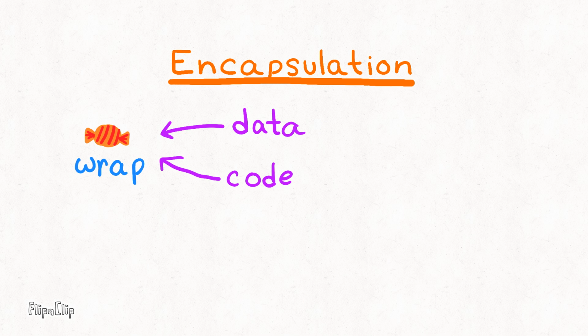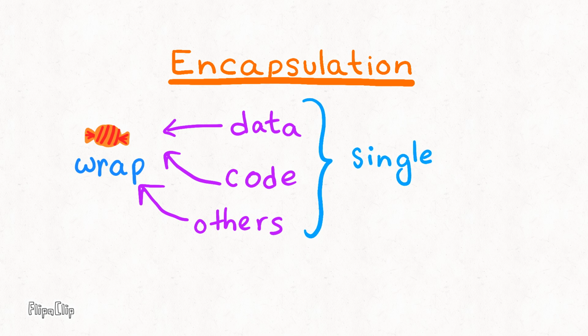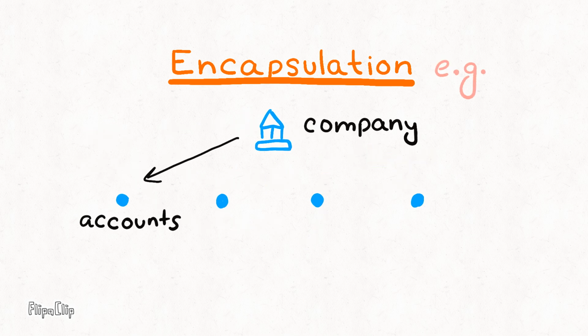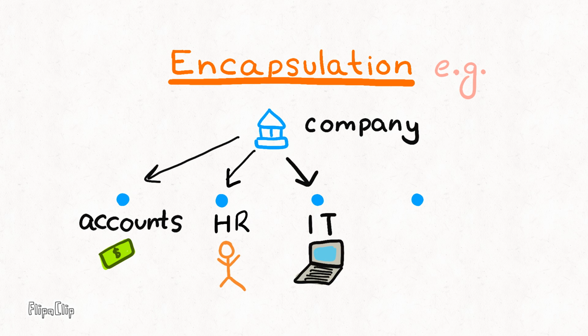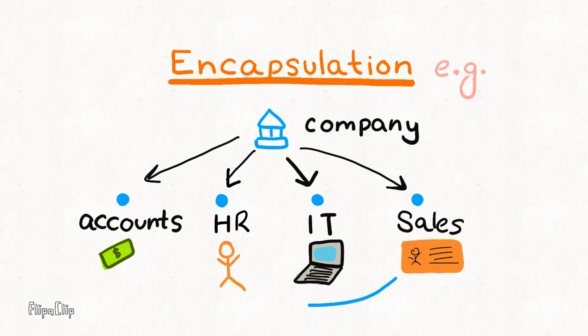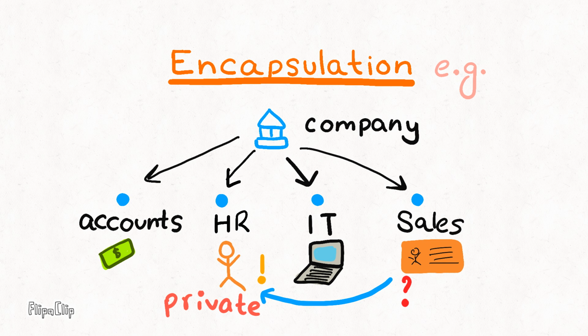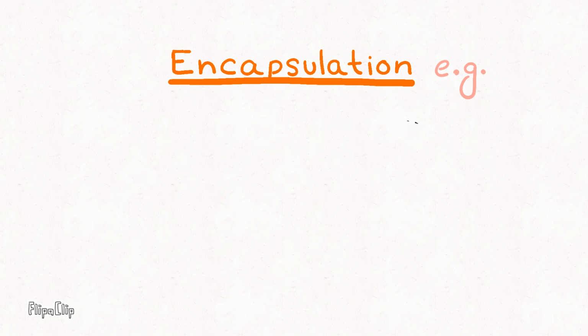Encapsulation is the act of wrapping data and code in a single unit, which keeps it safe and also avoids confusion. For example, in a company there may be many departments like accounting, IT, sales, HR, etc. If someone from sales wants to get information about an employee from HR, they cannot directly access the records. They will have to ask for permission. This allows the safeguarding of private information.